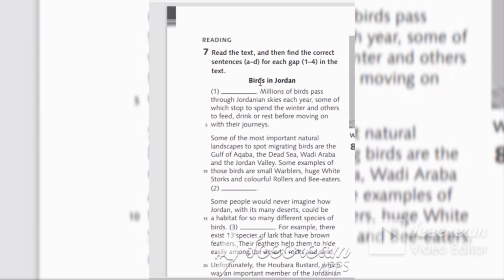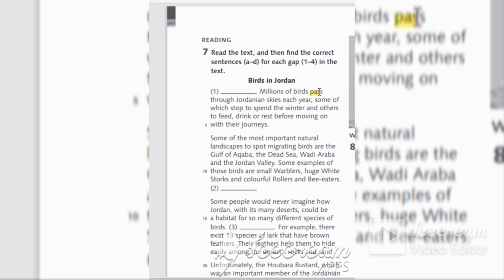Birds in Jordan. It's about birds. Millions of birds. I will highlight some meanings because they are new to you, so I hope you write them down. Okay. Millions of birds pass through the Jordanian skies each year.